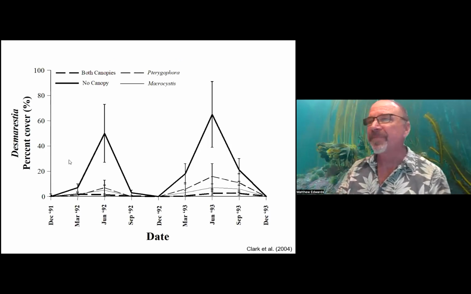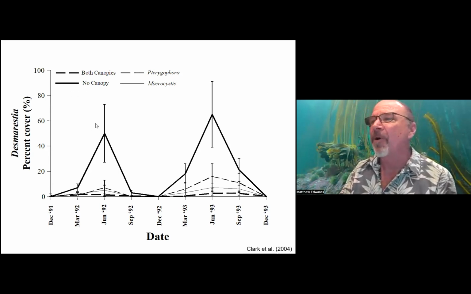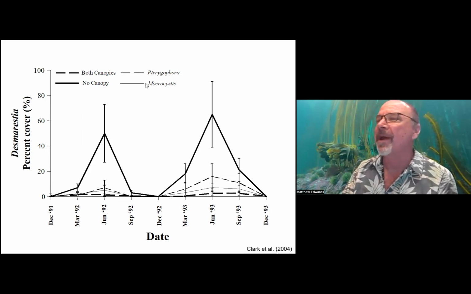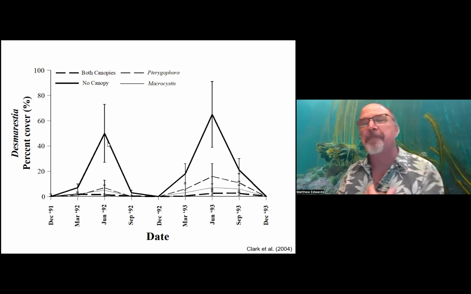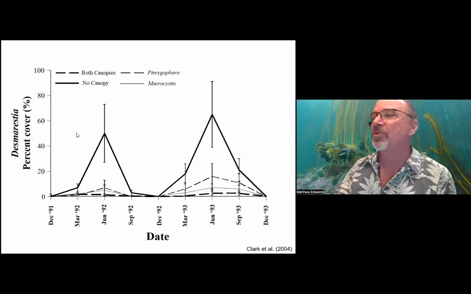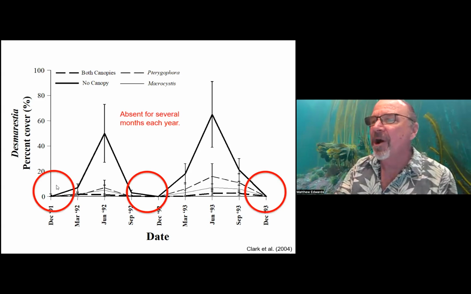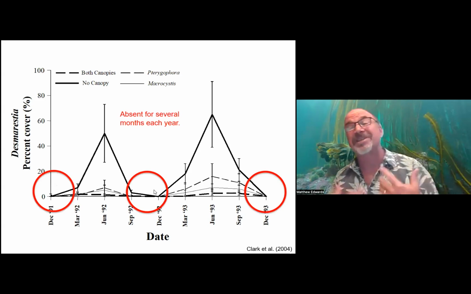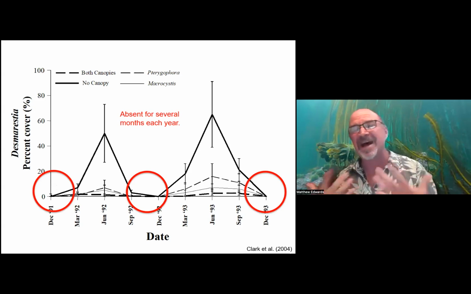Another one is we can look at the timing of Desmarestia recruitment. And this is where the black bars represent where we took out all the kelp canopies. We had ones where we had just the pterygophoran canopy left. We had one where we had just the macroscopic canopy, and one where we had both canopies intact, the controls. And what you're looking at, it really took taking out both canopies to really increase that bottom shading for Desmarestia to increase in cover. But the other thing to note here is that there are periods of the year where Desmarestia is absent. So it's not there all year round.